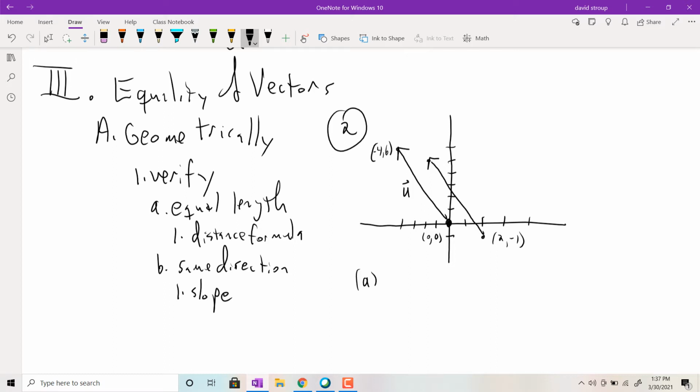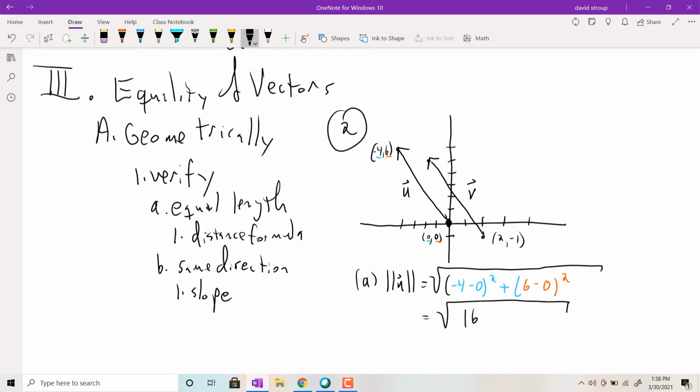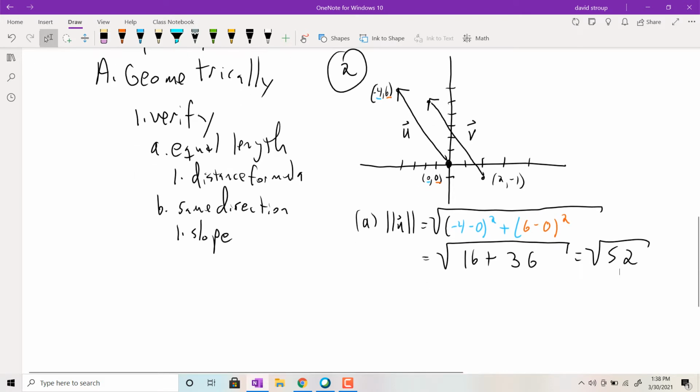So first, I'm going to verify that they have the same length, and I'll just use the distance formula. The magnitude of vector u, and this is vector v over here, by the way, is the difference between the x components squared. So if you look at the x components, where are those? -4 and 0. So you just take the difference, -4 minus 0, and square it. And then plus the y coordinates. So that'd be 6 and 0. So plus 6 minus 0 squared. Sorry about the weird colors. Kind of got mixed there. Anyways, this will be the square root of (-4 squared is 16, plus 6 squared is 36), and that'll equal the square root of 52. I don't need to simplify it. I'm just looking to see if v has the same length. So if I get the square root of 52 again, I'll be good.